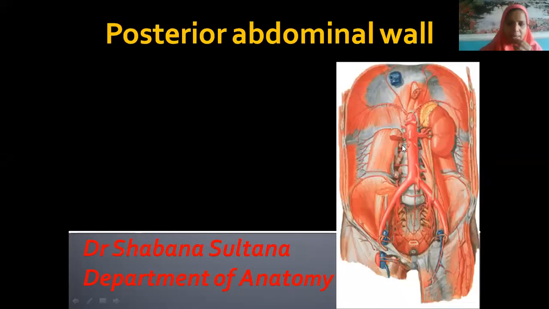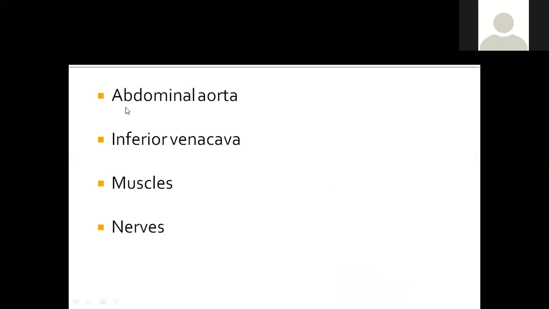I will just summarize. You are able to see the abdominal aorta. You are seeing the celiac trunk, superior mesenteric artery, inferior mesenteric artery, renal arteries, lumbar arteries, median sacral artery, right common iliac, left common iliac, external iliac, internal iliac. That means we see so many structures in the posterior abdominal wall, isn't it? Abdominal aorta, inferior vena cava, muscles and nerves.